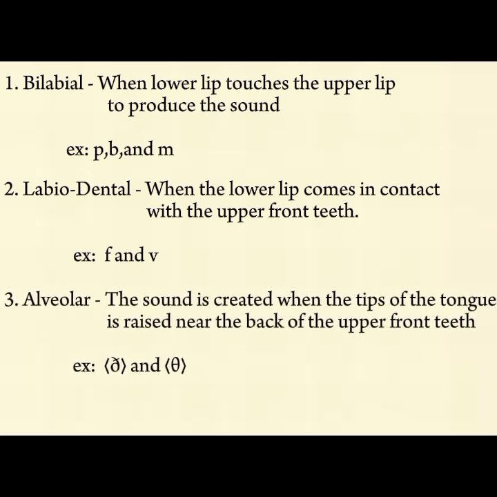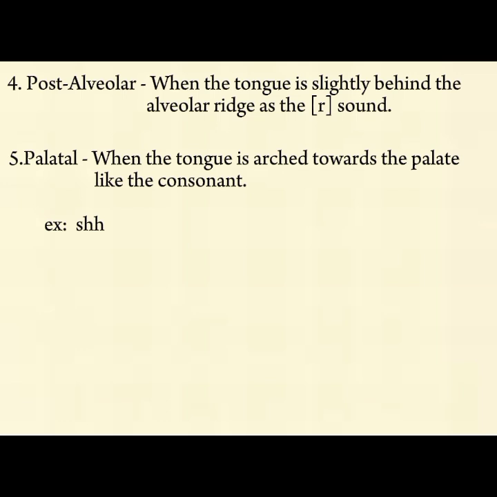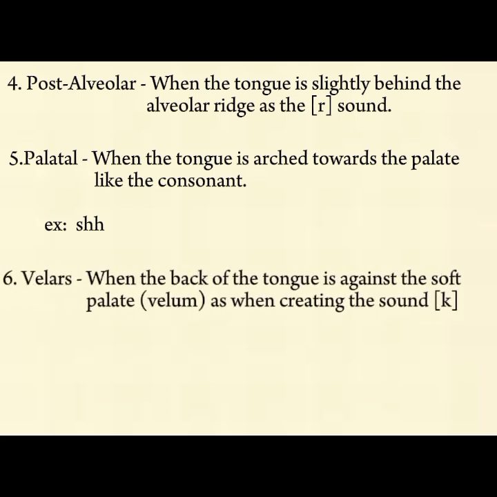Next, we have the alveolar. Alveolar, the sound is created when the tip of the tongue is raised near the back of the upper front teeth. For example, t in chance and j in judge. Next, we have the post-alveolar. Post-alveolar, when the tongue is slightly behind the alveolar ridge, as the R sound. Next, we have the palatal. Palatal, when the tongue is arched towards the palate, like the consonants. For example, sh.